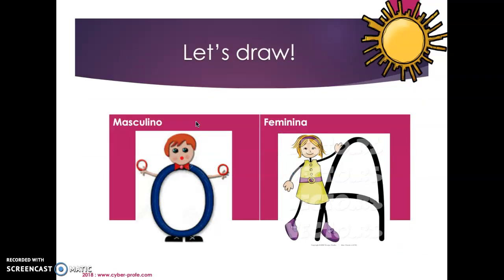So now I want you guys to draw on your notes. So if you look, there's two different boxes. One says masculino and the other one says femenina. So typically we think of the letter O as masculine, so I want you guys to draw an O and make it into a boy to help you remember that it is masculine. And then I want you to draw the letter A and put a girl next to it to help you remember that it is feminine. So take a second, you may pause this video and fill it in on your notes.